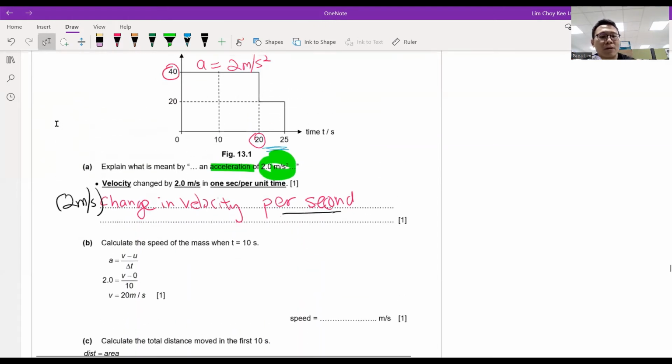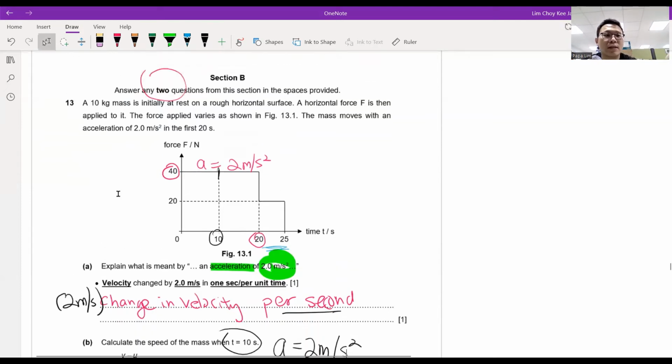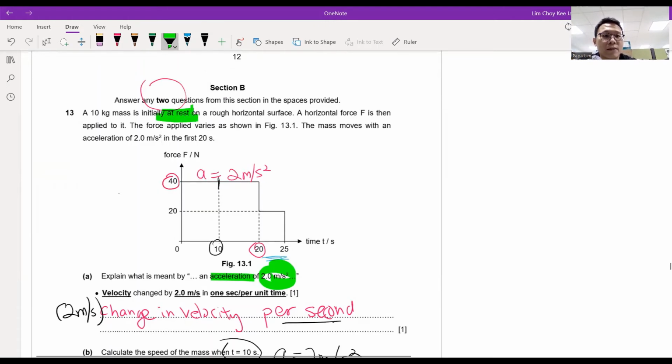Okay, second part: what is the speed of the mass at 10 seconds? Now, given the 10 seconds, you may refer to the graph, the picture. The graph is more important than just the question itself. Sometimes the clues to solving the question lie in the graph. At 10 seconds, based on the graph, the acceleration is 2 meters per second square. Then, one of the important clues given in the question is that the object starts from rest. When you say start from rest, I always emphasize to students that it is an important keyword, meaning the initial speed is 0 meters per second.